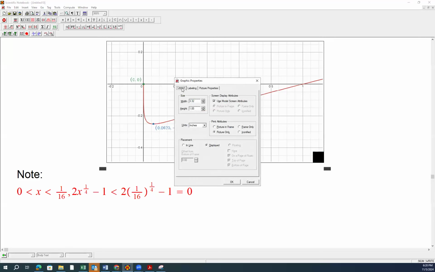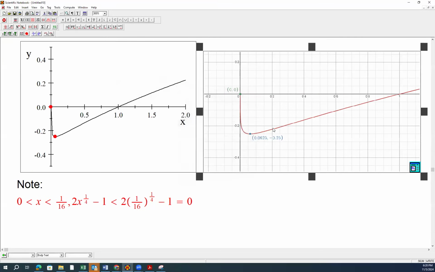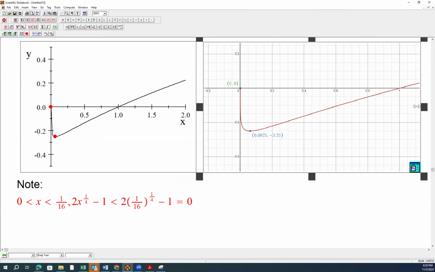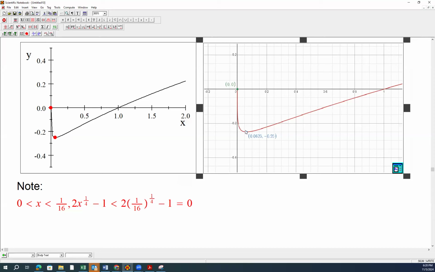So you can see that's what we got, right? We got it right. This is the lowest point. That's the locally highest point, because this curve will keep going up. This is just a local max, local min.